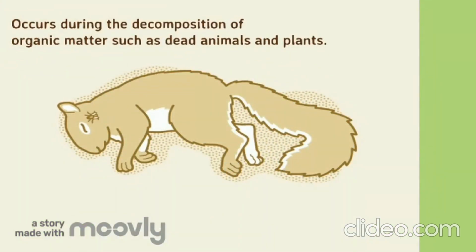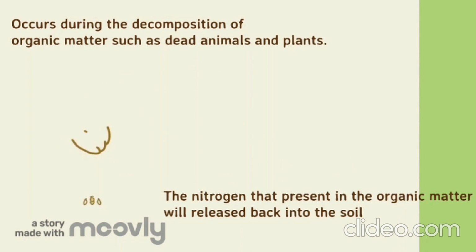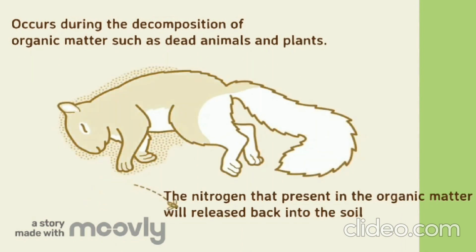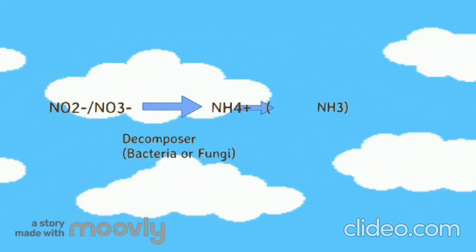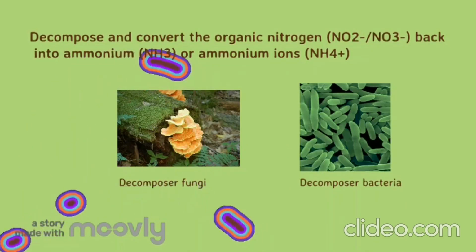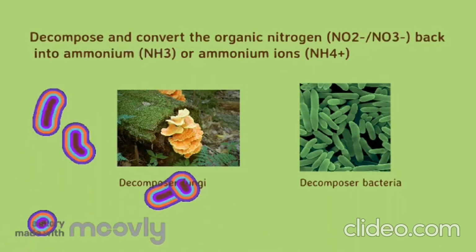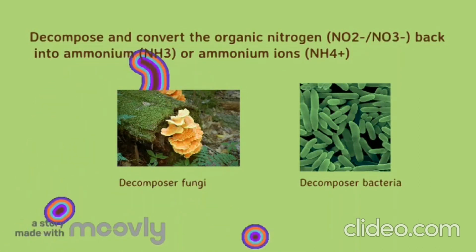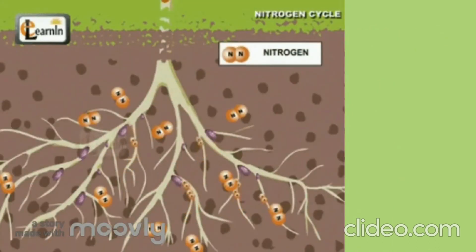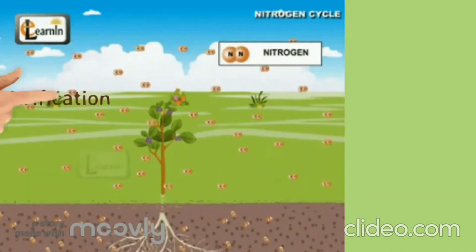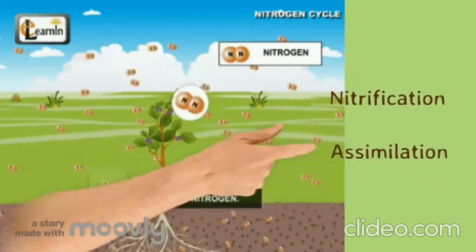Ammonification occurs during the decomposition of organic matter, such as dead animals and plants. The nitrogen present in the organic matter will be released back into the soil. Then, the decomposers, bacteria or fungi present in the soil, will decompose and convert the organic nitrogen back into ammonium or ammonium ions, which will be further used for biological processes such as nitrification and assimilation.